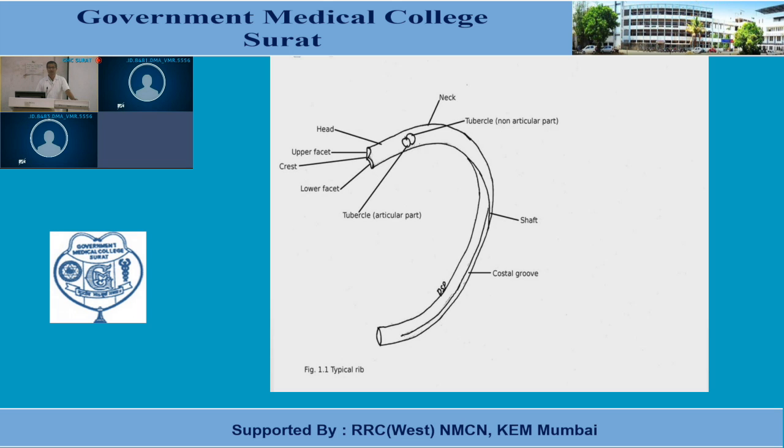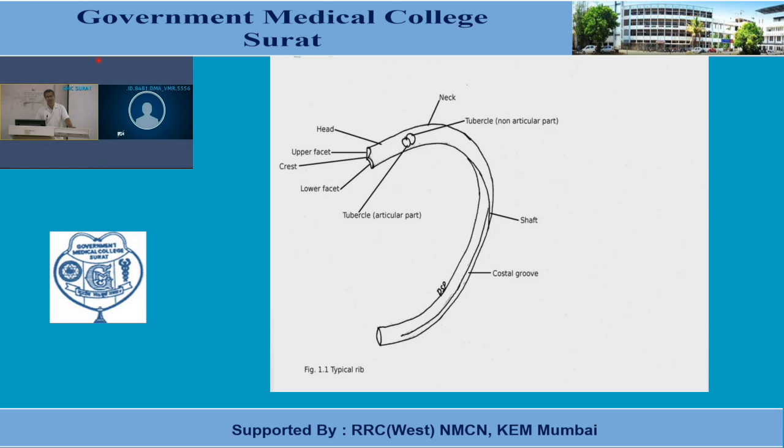Now this upper margin of the costal groove medially will continue as the lower margin of the neck, and it will show posteriorly the attachment of the posterior intercostal membrane. Again, the costal groove is a depressed groove present in relation with the lower border of a typical rib. This costal groove has an upper and lower margin. The lower margin will form the lower border of this rib.